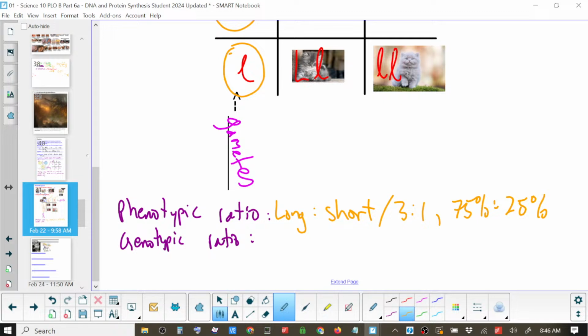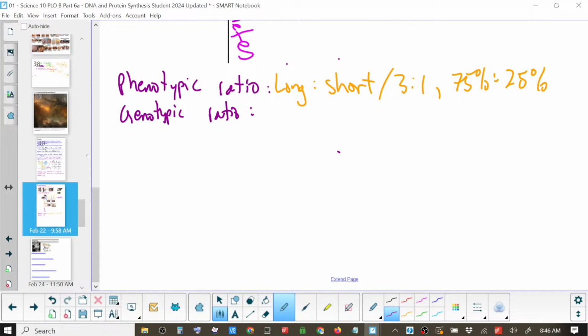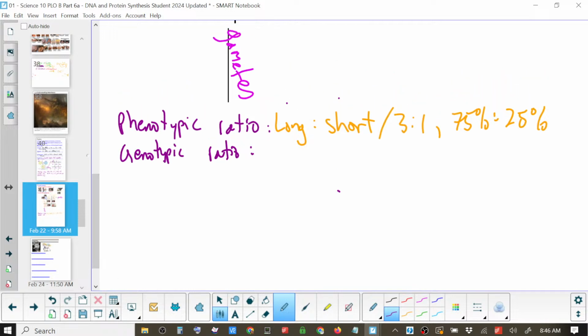Always define your ratio. By putting long and short, I don't have to say that the 3 refers to the long and that the 1 refers to the short, because I'm showing it in every case. If you don't do it that way, then at some point you have to define which one's which, so don't forget that part if you didn't.